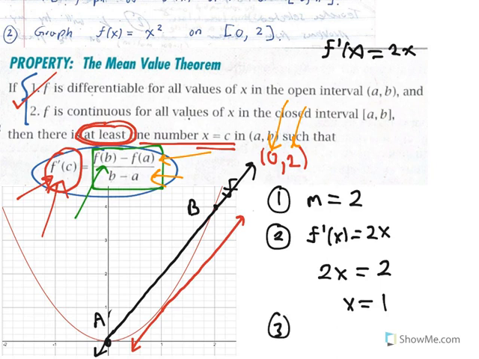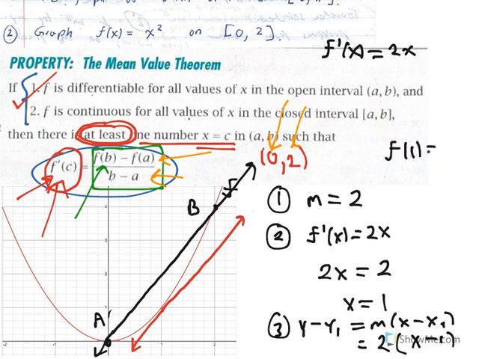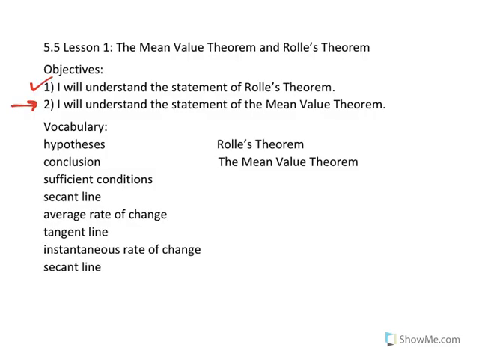And if you wanted to write the equation of the tangent line, you would just use the point slope form, and you would write the slope is 2, and x is equal to 1. And what is f of 1? 1 squared is 1, so y is also equal to 1. And this would be the equation of the tangent line that we see here in point slope form. So the example that we just did should have helped you to understand the statement of the mean value theorem. And in our lesson today, we used the vocabulary terms that are listed here.